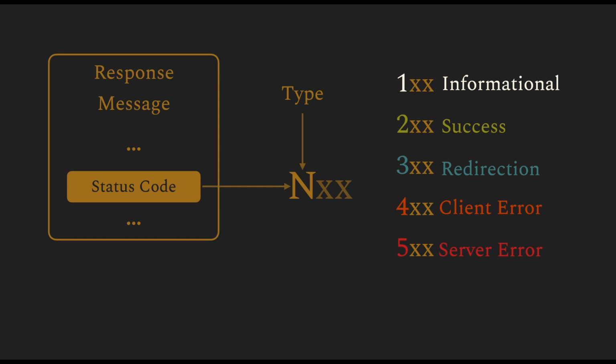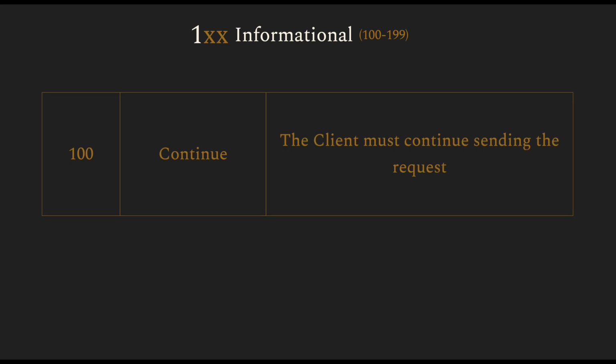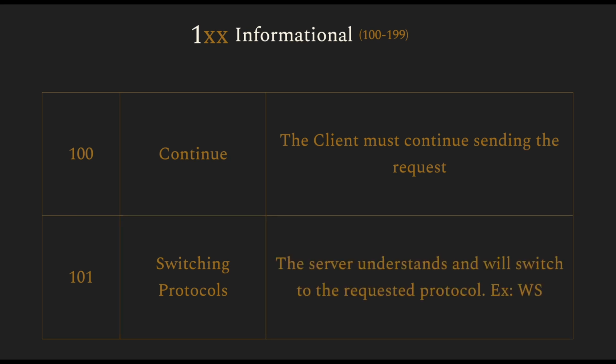Let's look at the details of each of these categories. The first is the 1XX, or the informational category. These responses are from 100 to 199, so there are 100 possibilities. Let's take a look at 2 examples. We're not going to go through all 100 of them, but let's just look at a few possibilities. 100 is a response that says continue, which means that the client must continue sending the request. 101 means switching protocols. The server understands and will switch the protocol to the requested protocol.